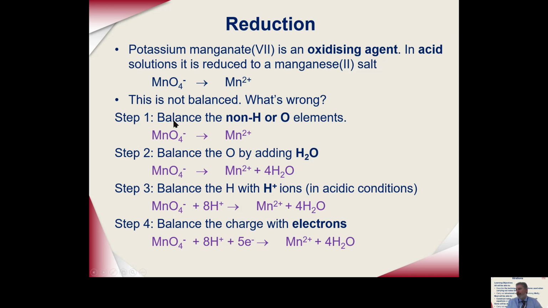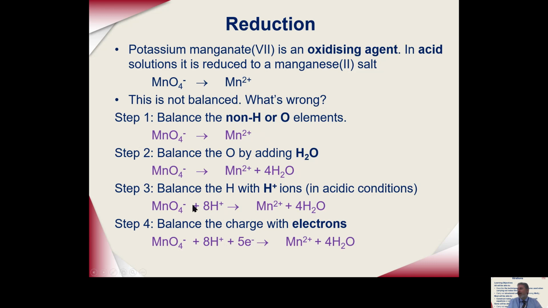Well, first we balanced our manganese. It was already balanced, that was fine. Then we balanced the oxygen. We got O4, so we need 4 waters to balance up on the other side. Now we've got the problem of having hydrogen, so we'll put hydrogen ions in. We've got 4 lots of 2 hydrogen there, so we need 8 H plus.